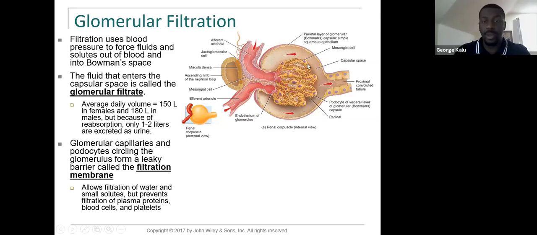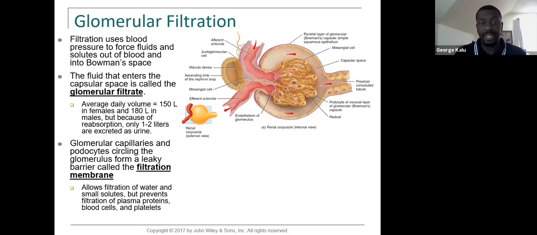And so in order to get this stuff out of the glomerulus, we have to move things through a filtration membrane. So a filtration membrane is a kind of leaky barrier that's going to allow certain solutes to pass out of the glomerulus, but also retain other ones and prevent them from leaking out too. Specifically, the ones that we want to keep from leaking out are going to be plasma proteins and blood cells and platelets and things like that.